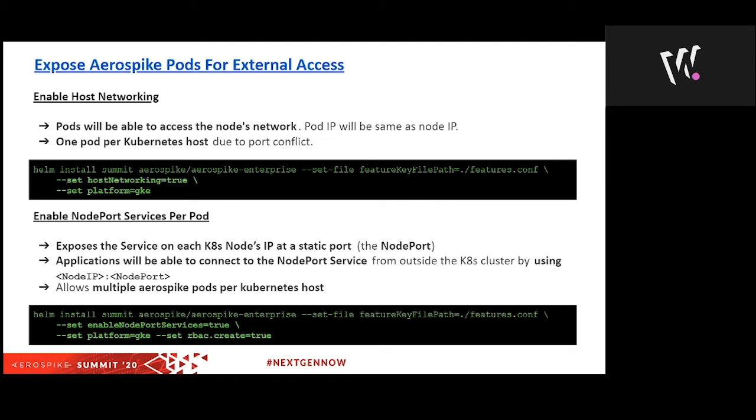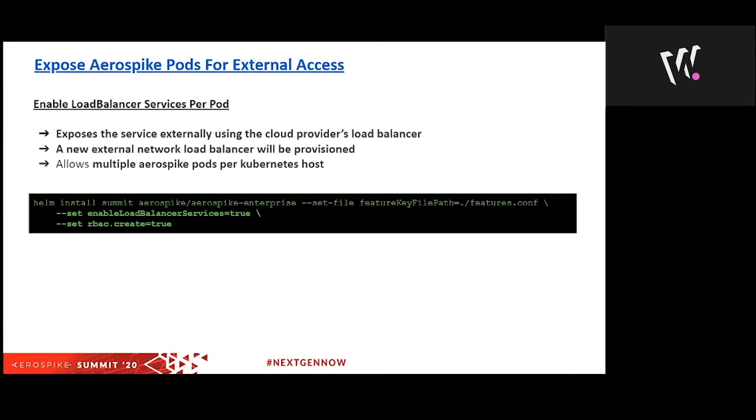There's also an additional flag called rbac.create equal to true. RBAC is role-based access control. It's just required to create a service account that can query the node port service objects. You don't need to know the technical details if you're just setting up a development environment, and if you don't know anything about Kubernetes, that's fine as well. You just have to use these flags and your environment will be ready.